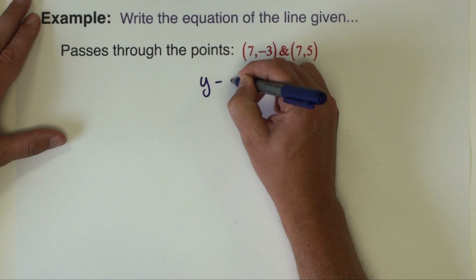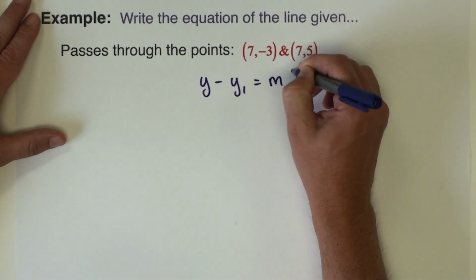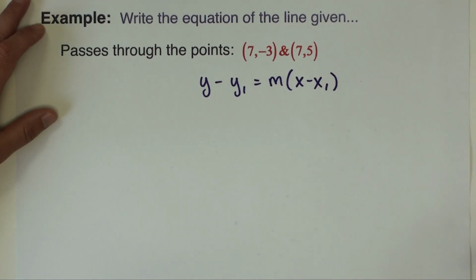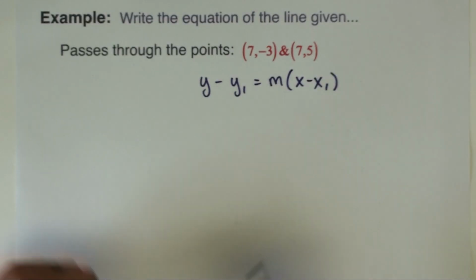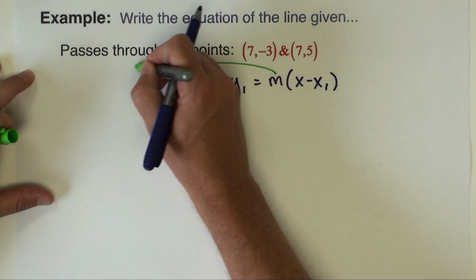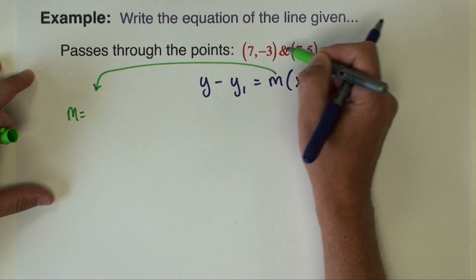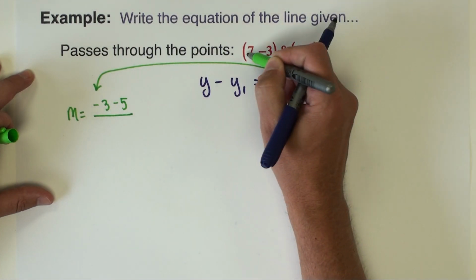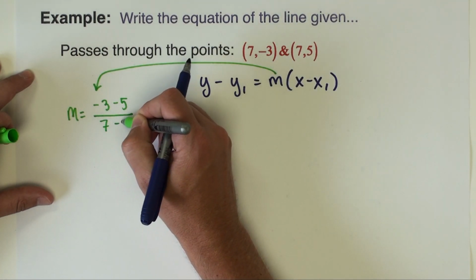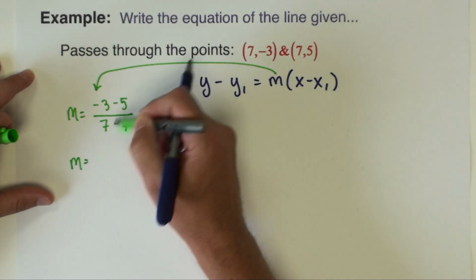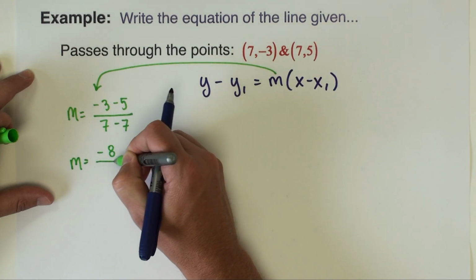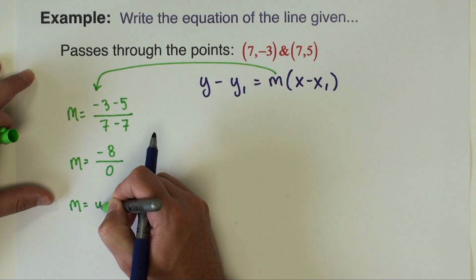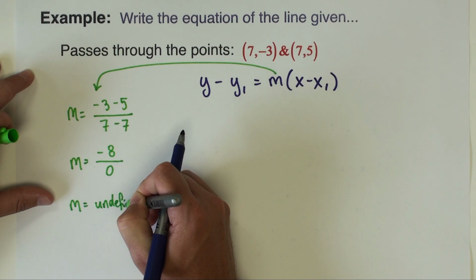We're going to use y minus y1 equals m times x minus x1. So I'm going to use point slope. I am going to need the slope. So over here, let's do that. The slope, I'm going to do y minus y divided by x minus x. So the slope is going to be negative 8 over 0. So the slope is undefined.